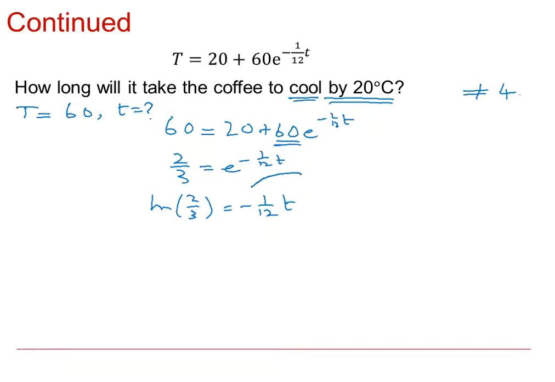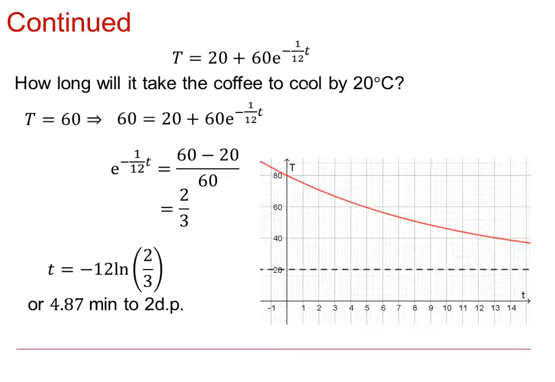Sometimes students look at that and think they're going to get a negative answer for t, but of course ln of 2/3 will also be negative, so we've got a negative equals a negative, and if we do this on a calculator we get the time equals 4.87 minutes to 2 decimal places. So if the temperature dropped by 20 degrees Celsius, that means the actual temperature of the object was 60 degrees Celsius, and that happened when the time was 4.87 minutes.